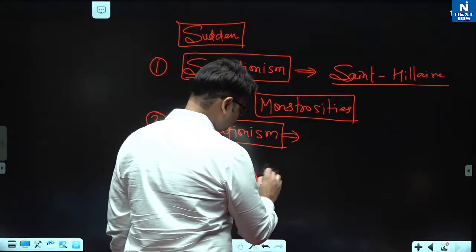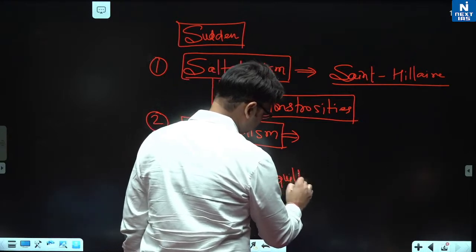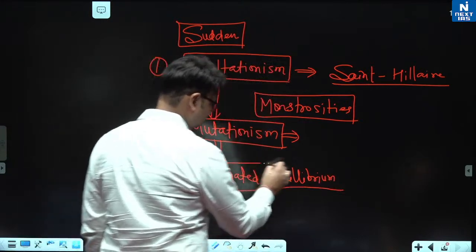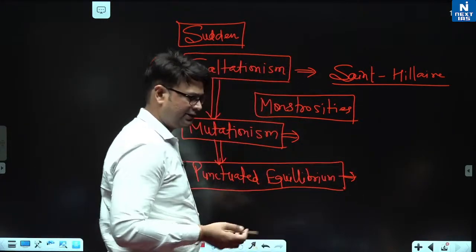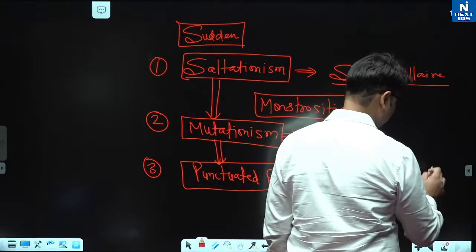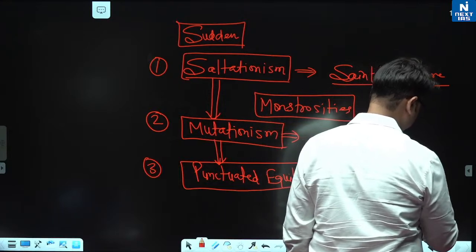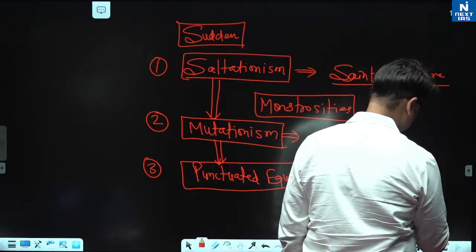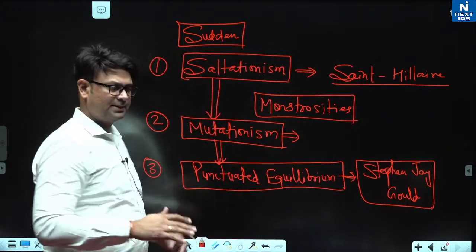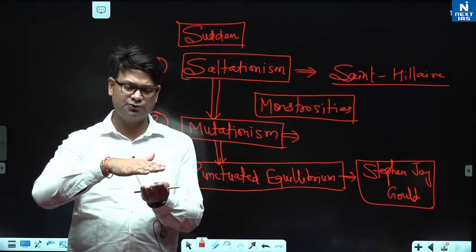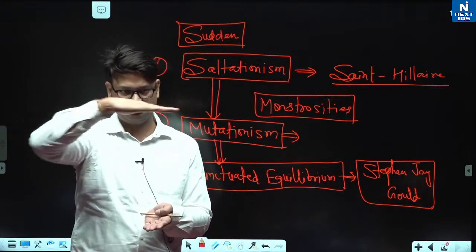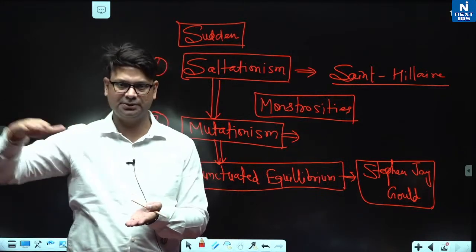Punctuated equilibrium theory. Okay, its main proponent was Stephen J. Gould, a very famous American evolutionary biologist and philosopher. It says that evolution takes place in the form of some punches, then equilibrium. Punches, that means sudden change. A punch is a sudden change, and then equilibrium.